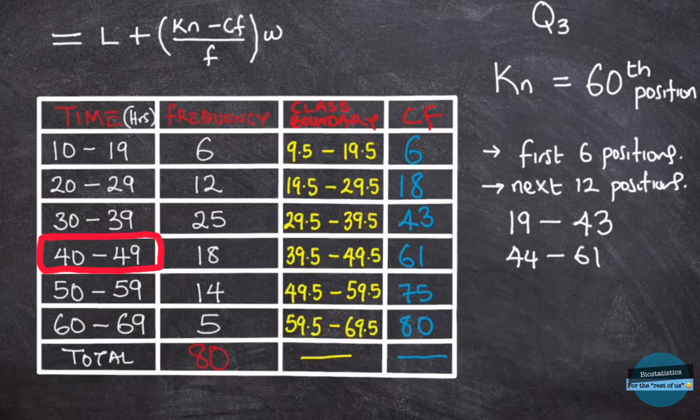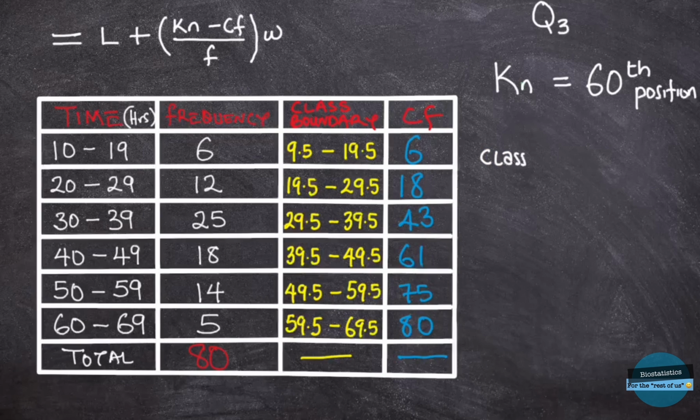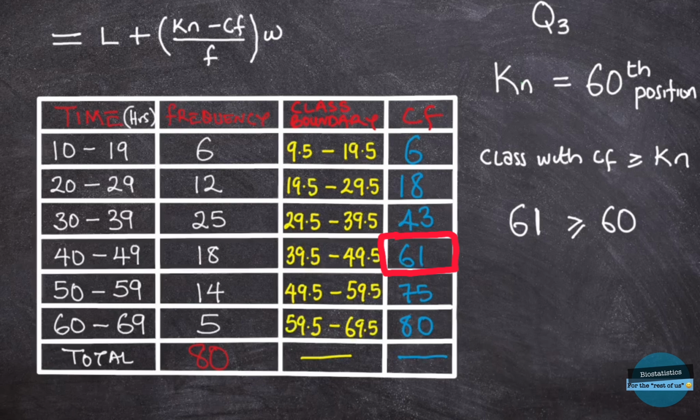Now, I went through all of this so you will understand how to get the quartile class, because a lot of students find it difficult to understand the quartile class. An easy way to do this, and you'll see this in many of your textbooks, is to select the class that has the cumulative frequency just greater than or equal to Kn. So anytime you compute your Kn, just look at the class that has a cumulative frequency immediately greater than Kn. So in our example, Kn is 60. And if we look at all the cumulative frequencies, the one that is just above 60 is 61, right? So this is the class that the 60th position will lie in, the 40 to 49 class.